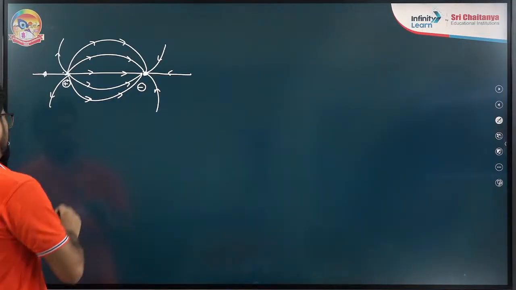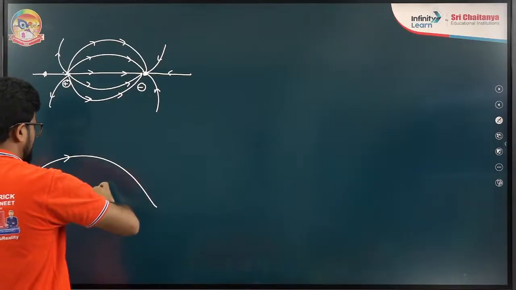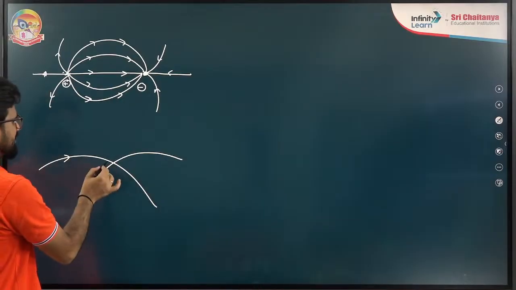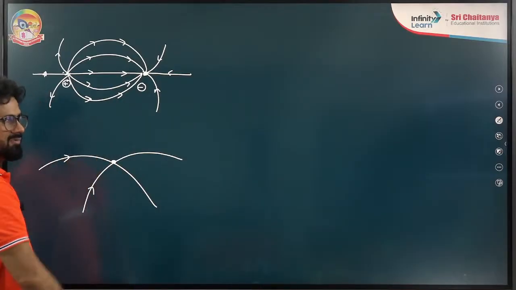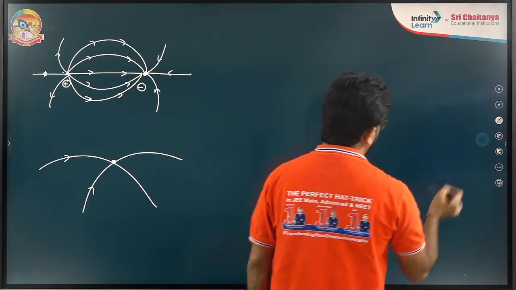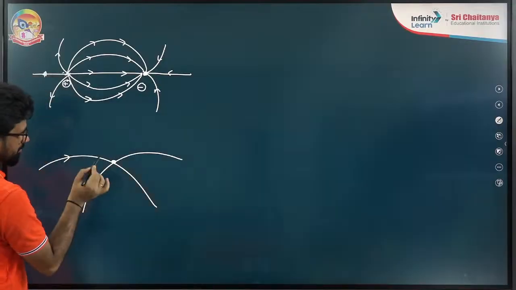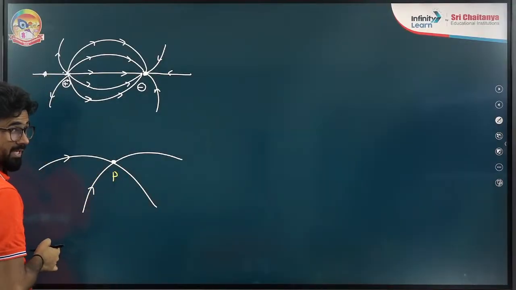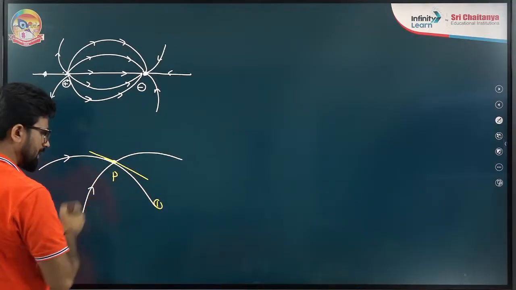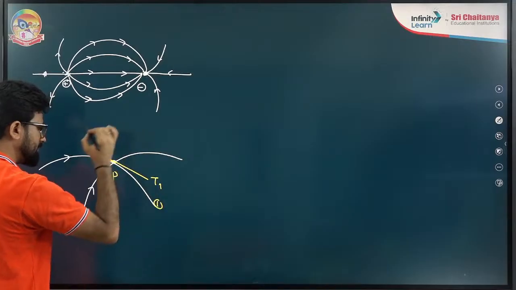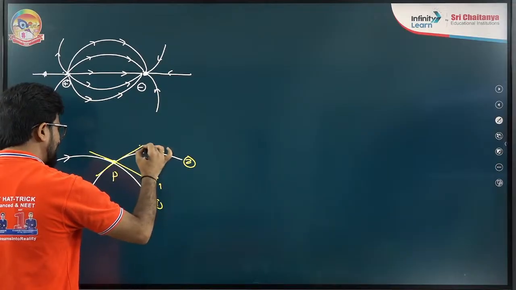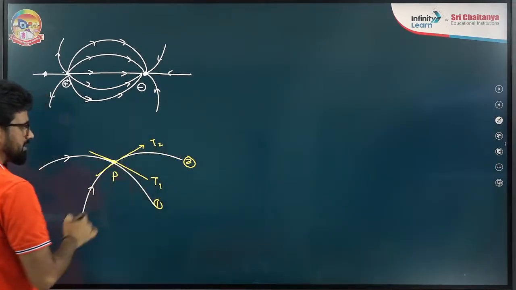Listen carefully. Suppose this is one field line. This is another field line. Suppose I am saying these are two field line curves. If these field lines are intersecting at this point, what is the meaning of that? Listen carefully. At this point of intersection, suppose this point is P, there will be two tangents. One tangent on this curve 1. Suppose this is tangent 1. On curve 2, if you see this field line 2, there will be another tangent, that is tangent 2. This is tangent 2.